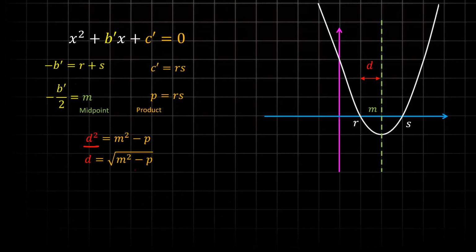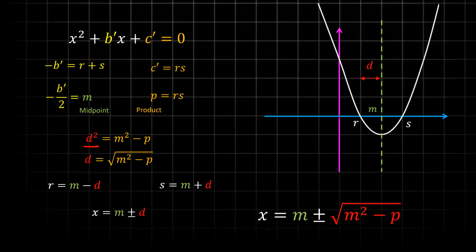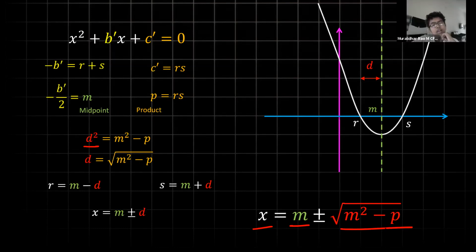Okay. And in the end, 3Blue1Brown gives this formula because roots are M plus D and M minus D. So you get X is equal to M plus or minus square root of M square minus P. Isn't this a cute formula compared to that? Why did the Babylonians have to solve quadratic equations? I have no idea. For joy, Murali, for joy.